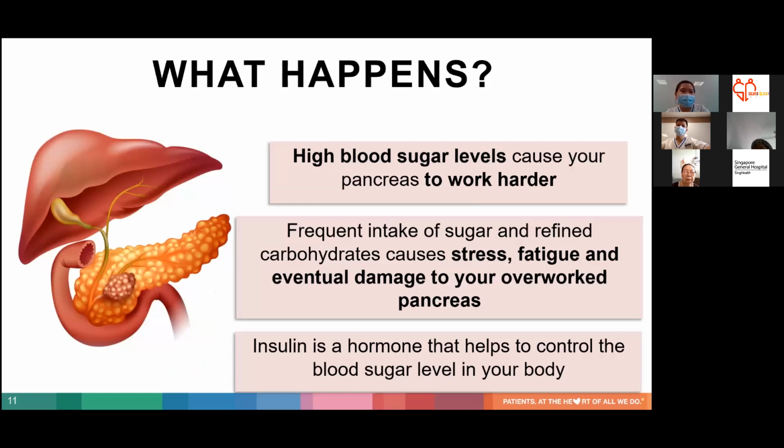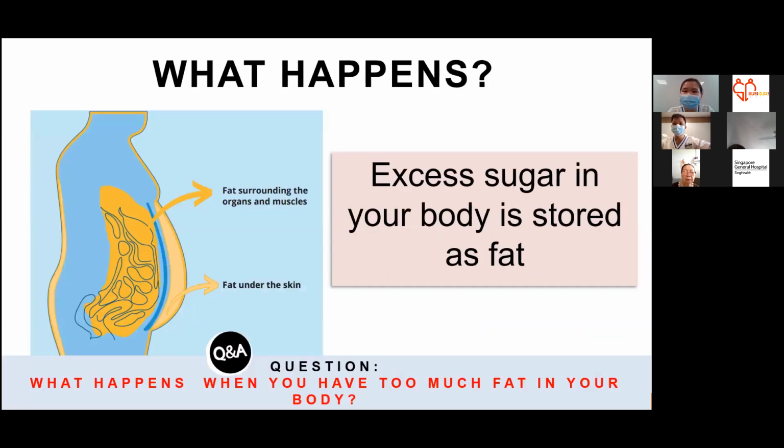And what happens when we eat them often? So when this high amount of sugar enters into our body, the organ in our body, the pancreas, will have to work very hard. And it can cause stress, fatigue, and even damage to our overworked pancreas. And when our pancreas is damaged, it will not be able to produce enough insulin that is required to bring our blood sugar level to normal.